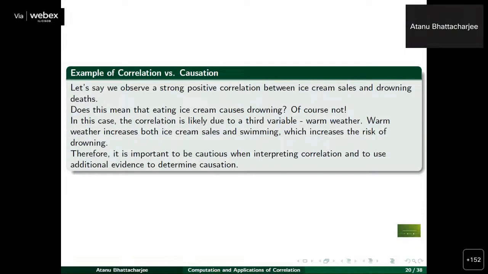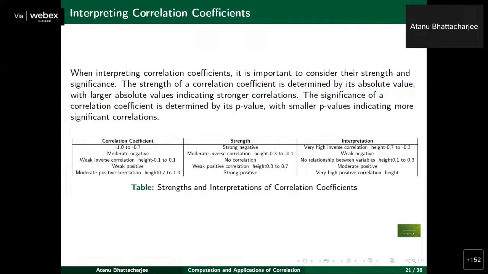As an example of correlation and causation, let's say we observe a strong positive correlation between ice cream sales and drowning deaths. This does not mean that eating ice cream causes the deaths. Of course not. The correlation is likely due to a third variable, which is warm weather. In warm weather people eat more ice cream and go swimming, which increases the risk of drowning. Therefore, it is important to be cautious when interpreting correlation and to use additional evidence to determine causation.